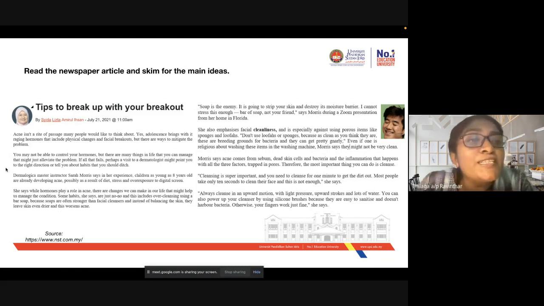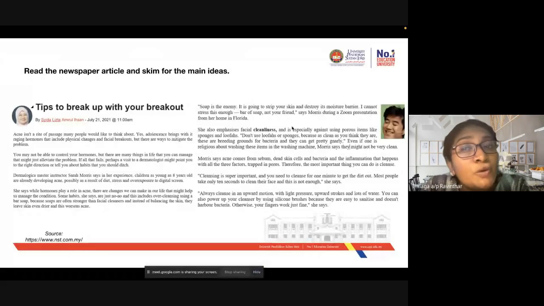So you try to look at the second paragraph. We can see the words, you may not be able to control your hormones. So probably this is something about hormones. And then it says, hormones play a role in acne. Okay, some habits. And then we can see here soap, something about soap. So she also emphasized facial cleanliness. So we know that this paragraph is probably going to talk about cleanliness.